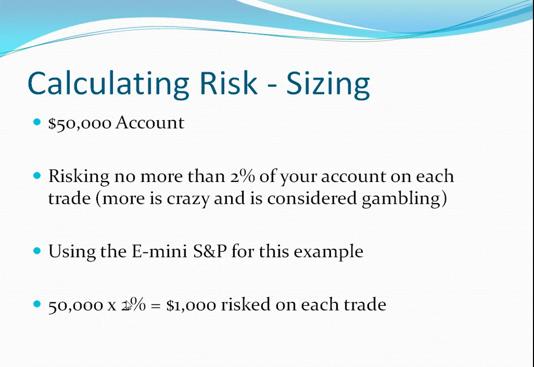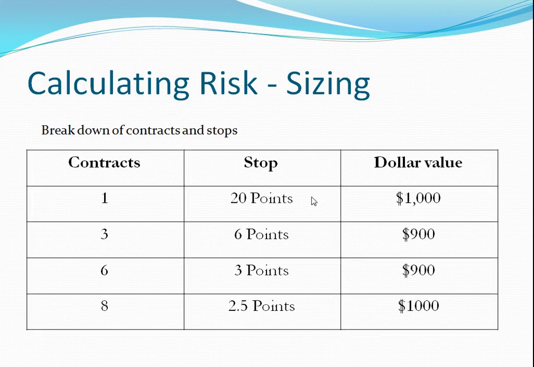$50,000 times 2% equals $1,000. So we understand that we can risk $1,000 on each trade. Now, if you want to reduce that and make it $500 or 1%, that's fine. This is just an example. So what I've done here is I've broken this down and showed you what it looks like. In other words, you have choices.